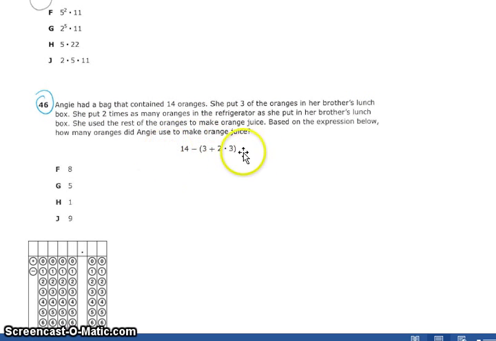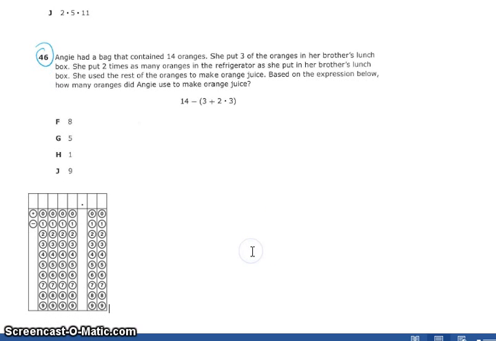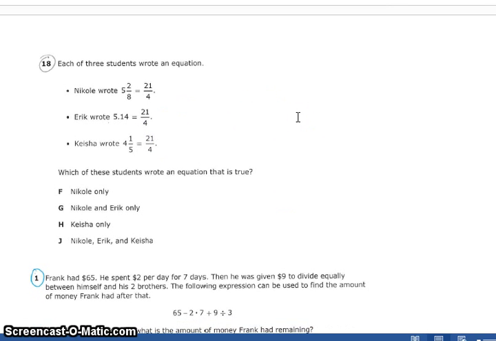Here they actually create the expression for you, so that means all you need to do is plug this into your calculator exactly as it reads. 14 minus parentheses 3 plus 2 times 3 close parentheses, keeping in mind that this dot represents multiplication right here. Alright. Once you find your answer, you can go ahead and mark it and also practice bubbling it in right here as well.